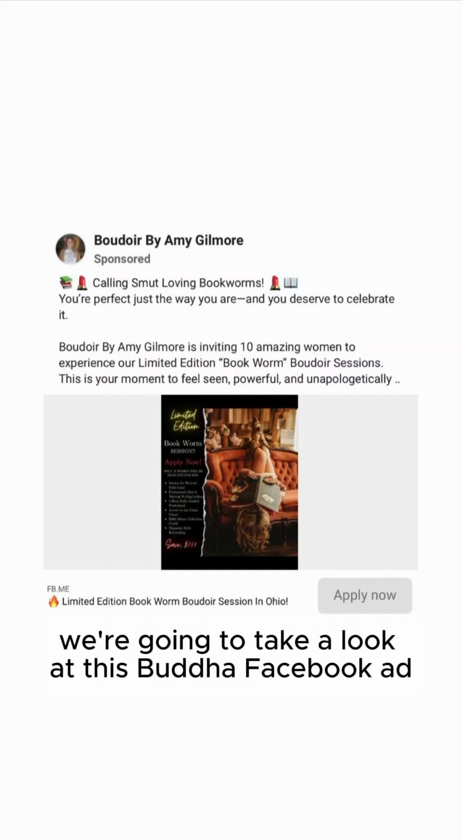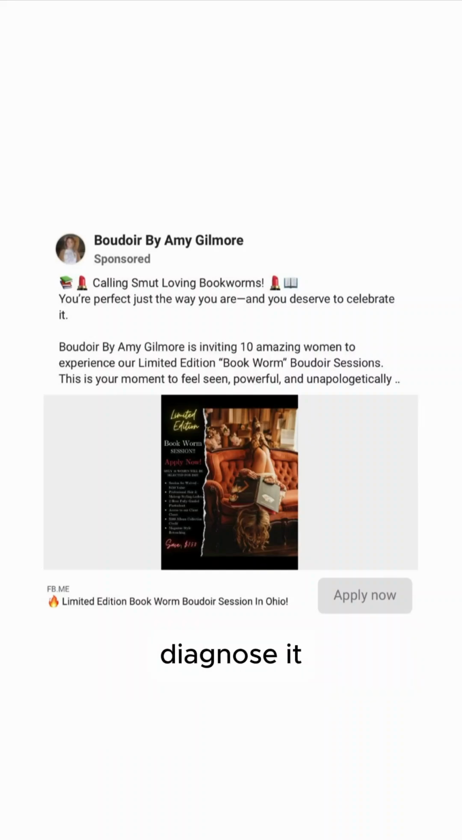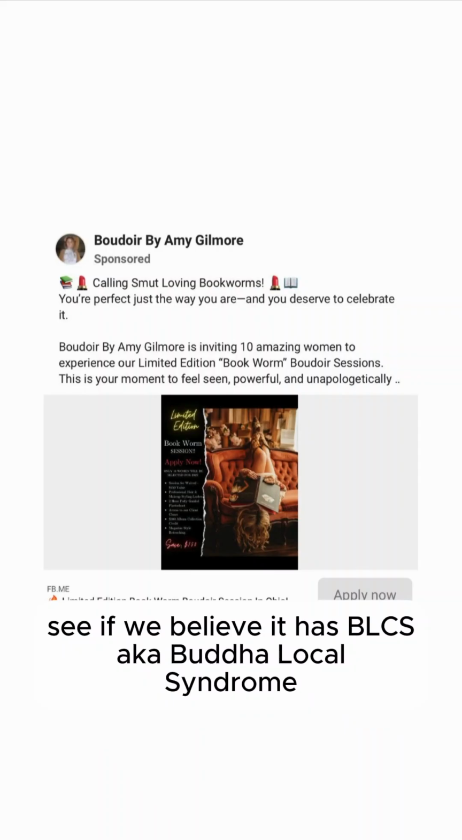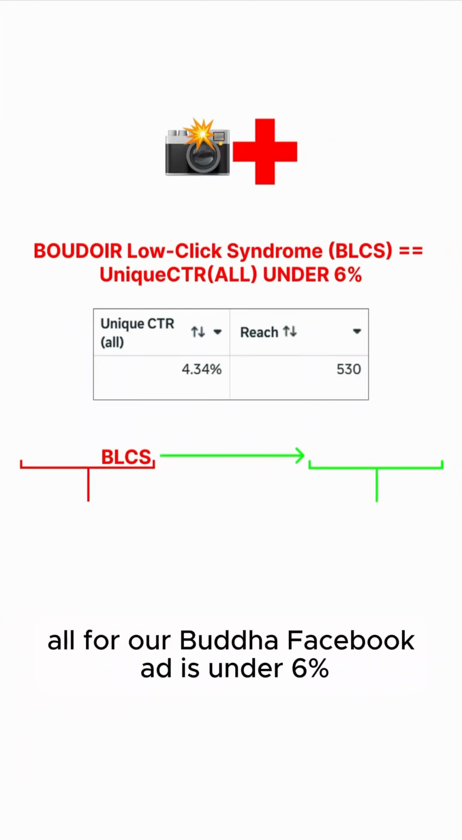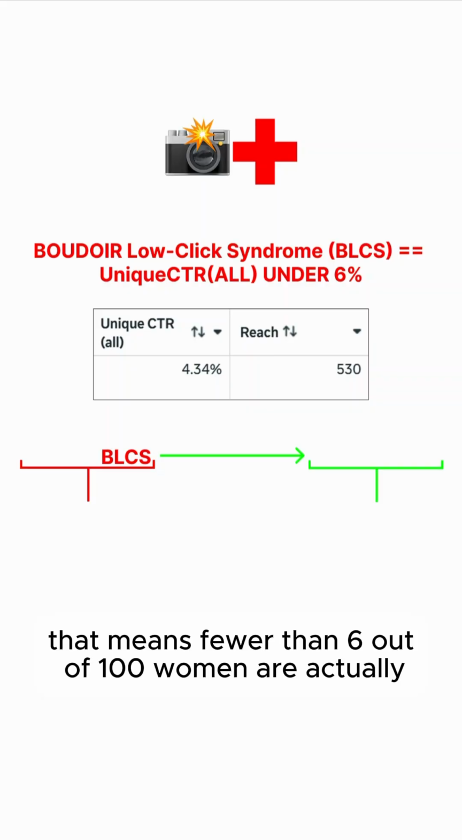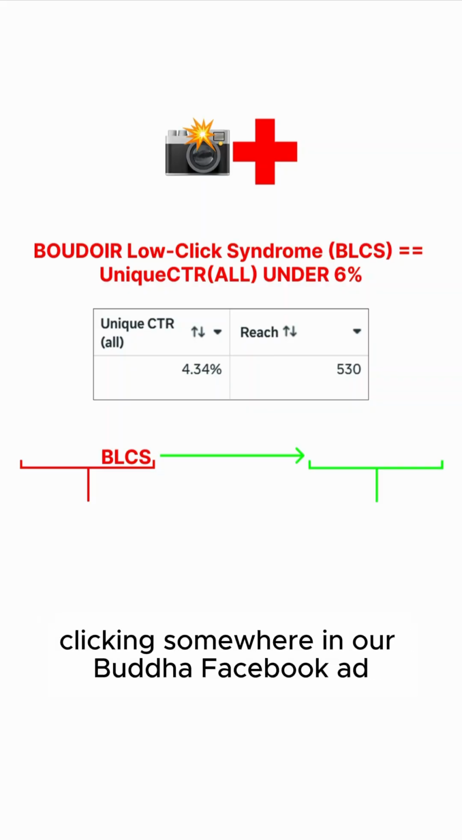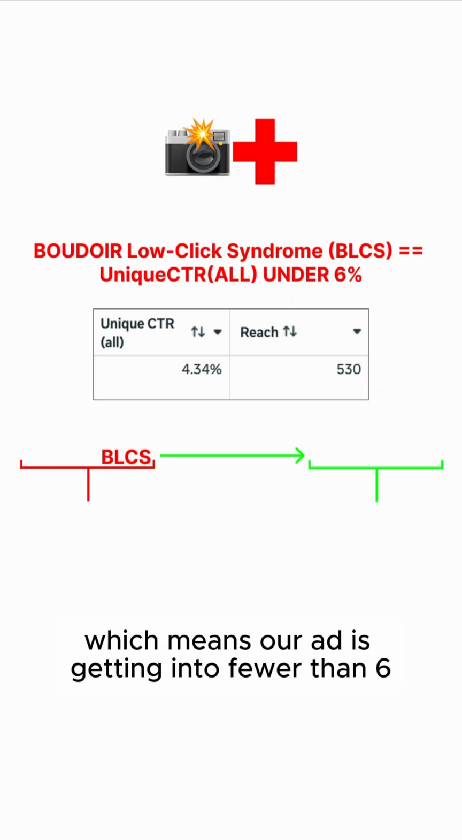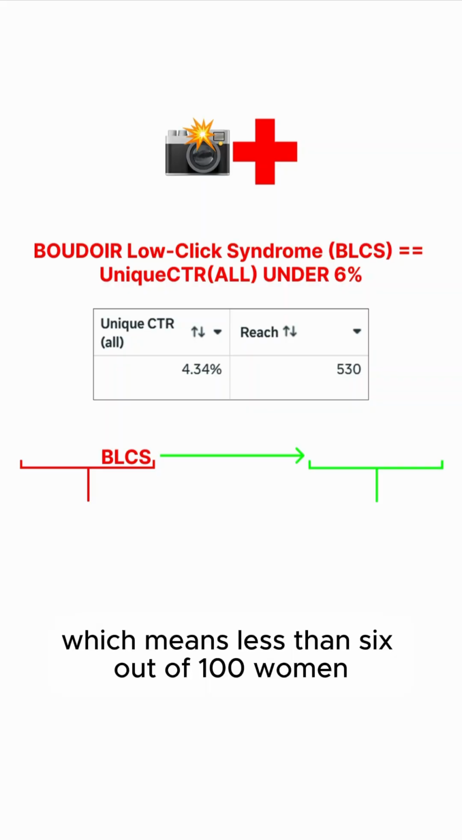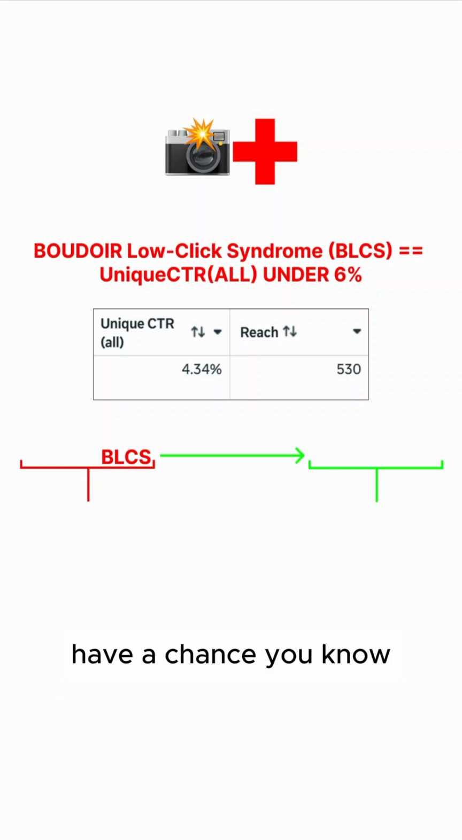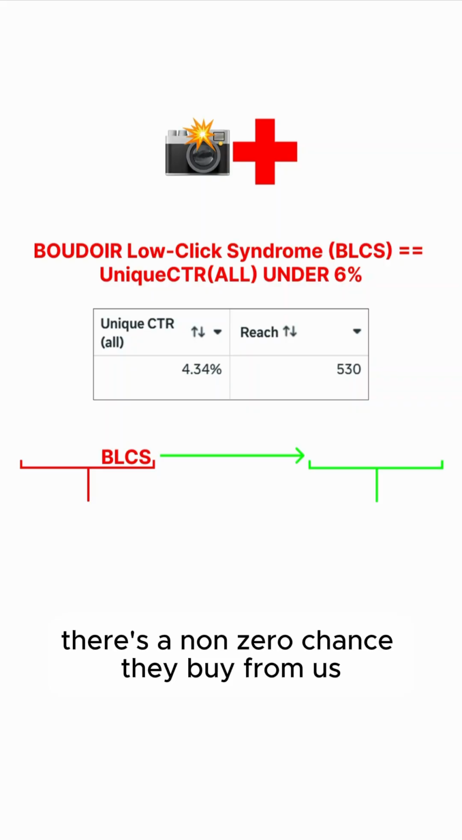All right, we're going to take a look at this Boudoir Facebook ad, diagnose it, see if we believe it has BLCS, aka Boudoir low click syndrome. BLCS is when the unique CTR all for our Boudoir Facebook ad is under 6%. That means fewer than 6 out of 100 women are actually clicking somewhere in our ad, which means our ad is getting into fewer than 6 out of 100 women's brains, which means fewer than 6 out of 100 women have a non-zero chance they buy from us.